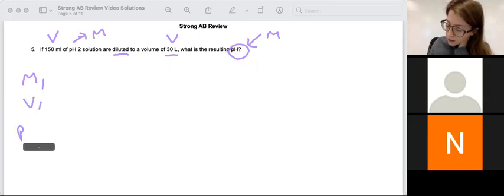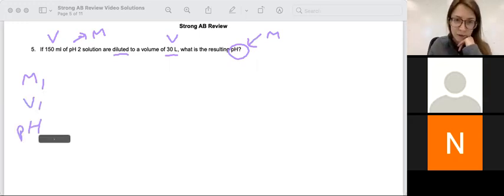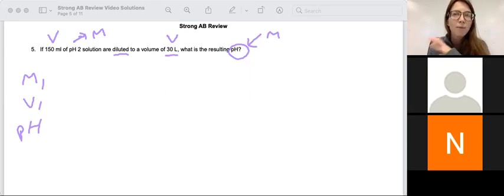M1, V1, pH. This is just a way of organizing my information. I probably didn't show it like this in the videos of me teaching, but for those of you who are in person, you saw me organize it like this. This might help you. It's not a different way of doing it. It's just a different way of organizing your thoughts.